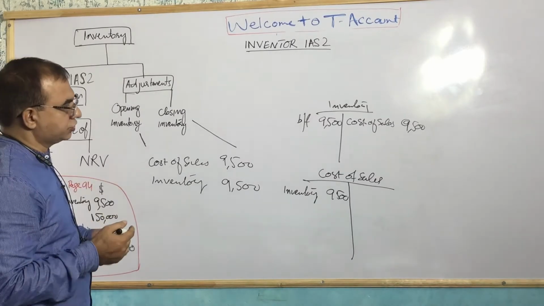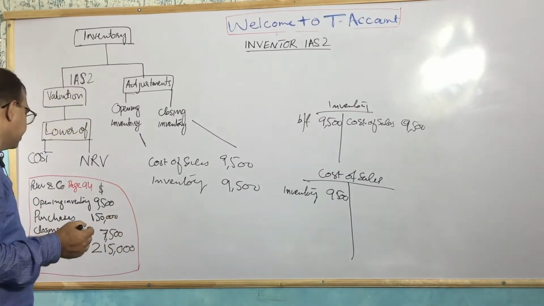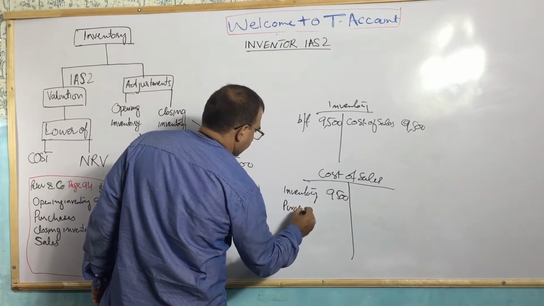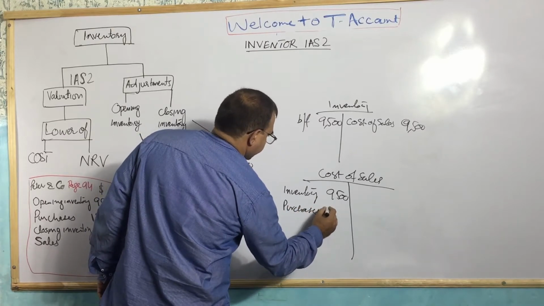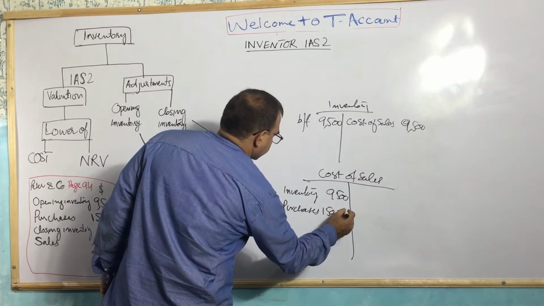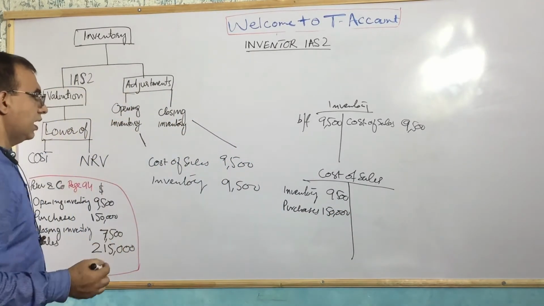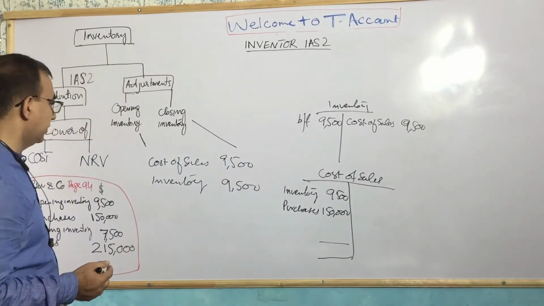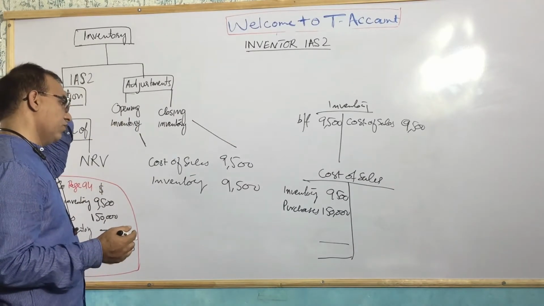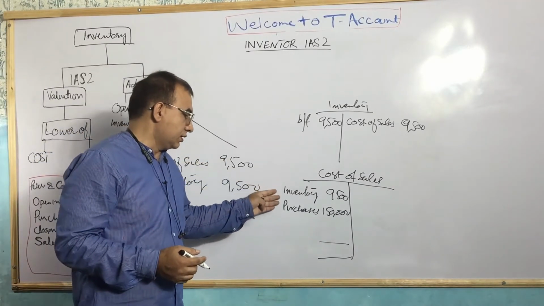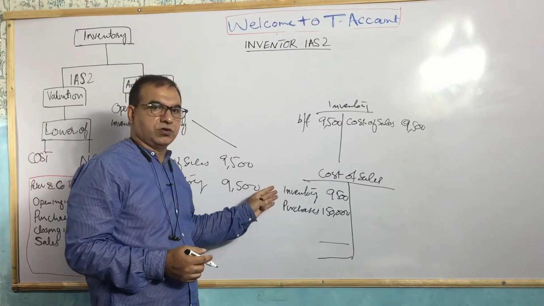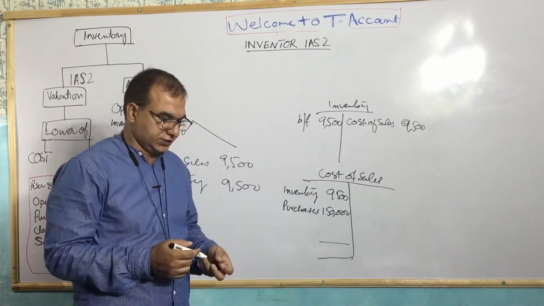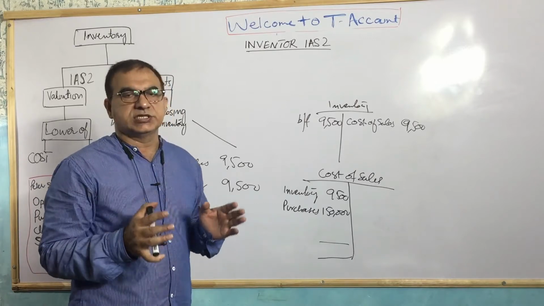What else comes in the cost of sales? You need to prepare that. Purchases. Purchases are added to the cost of sales, 150,000 it is said in that example. Okay. Now you have this. Now closing inventory is removed from this. Till now we have charged everything to the cost of sales. See, inventory opening, whatever we purchased, it's in the cost of sales. So cost of sales is overstated.